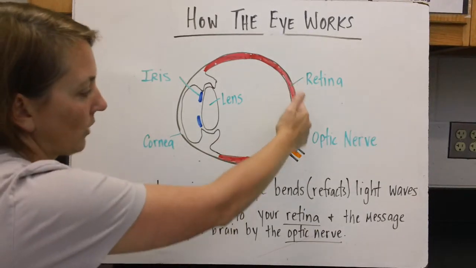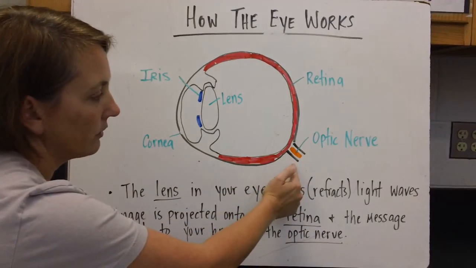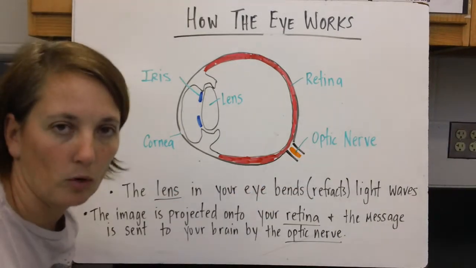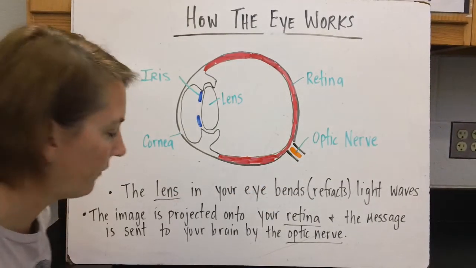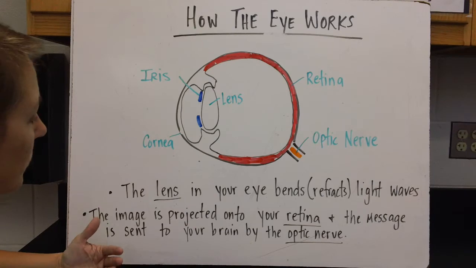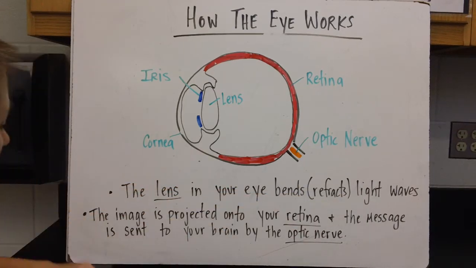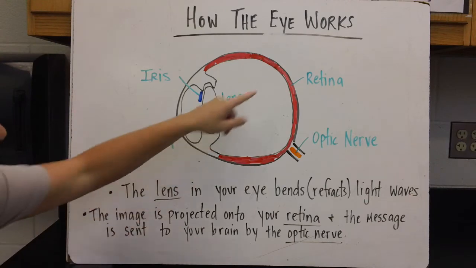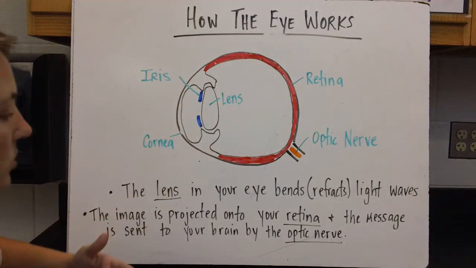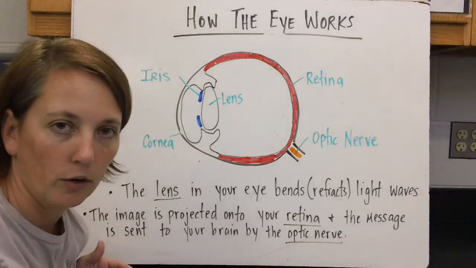That message then travels down here to your optic nerve, and it sends the message to your brain. And our brains pick up this stuff very, very quickly, okay? So to recap, the lens in your eye bends or refracts light waves. The image is projected onto your retina, and then the message is sent to your brain by the optic nerve.